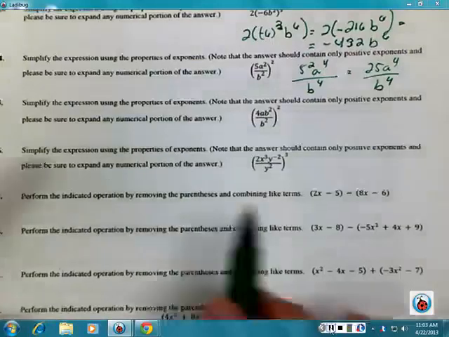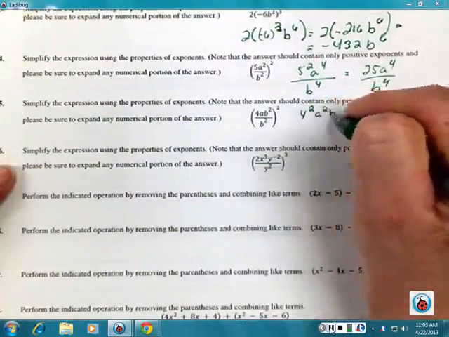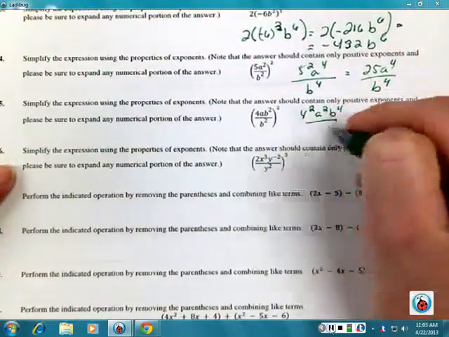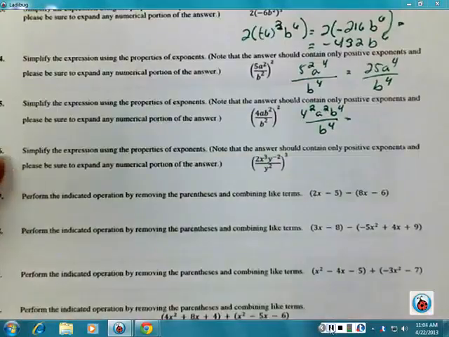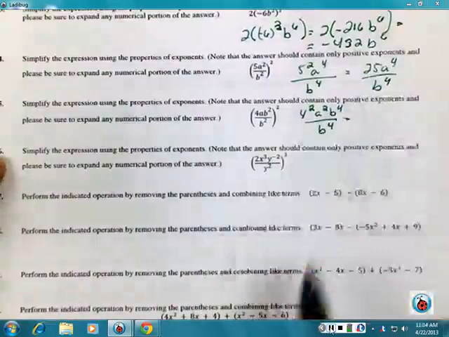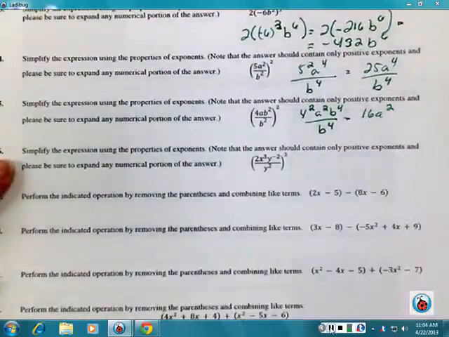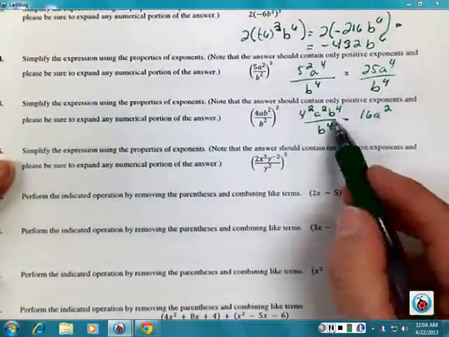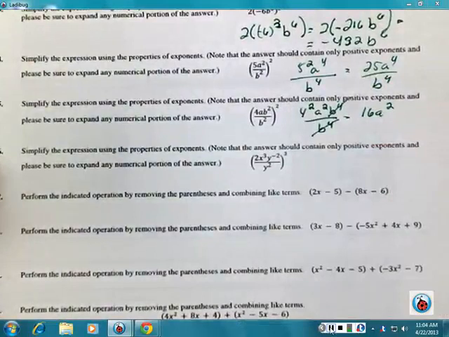Square everything in parentheses. So 4 squared, a squared, yep, all over b to the 4th. And now you add, hold on. Oh, but we got to go back up and fix the top one. Or no, we don't have to fix that one. We have to fix this one, though. What can I do with this? 16a squared. You can cancel. But what about these b to the 4th? They cancel. So my final answer is just 16a squared for that one.